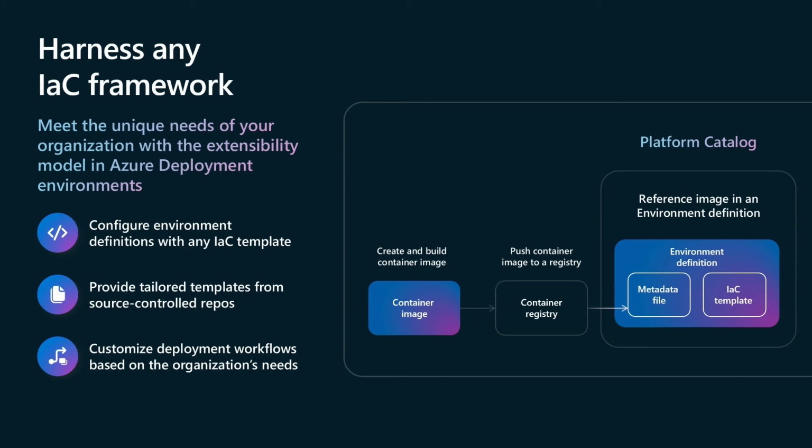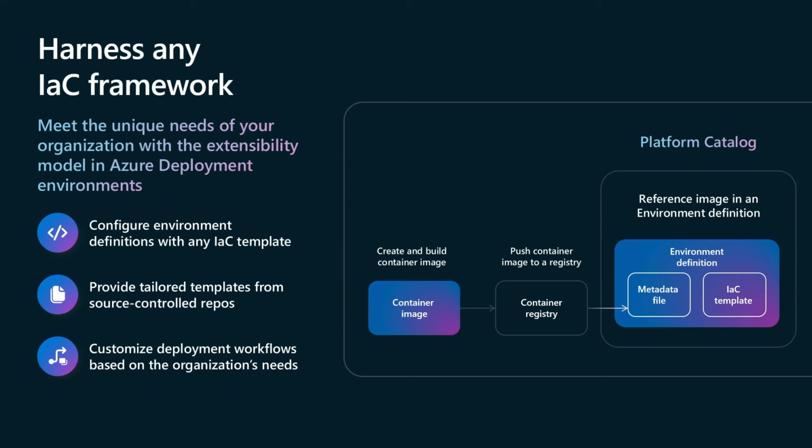The ability to attach your own source control repository as a catalog helps you to easily and securely provide curated project-specific templates to your development teams, making it super easy to version, manage, and even encourage inner sourcing of these templates in your organization. With the extensibility model that we introduced last month, you can now configure the environment definitions using your favorite IaC frameworks and further customize the deployments to your organizational needs.